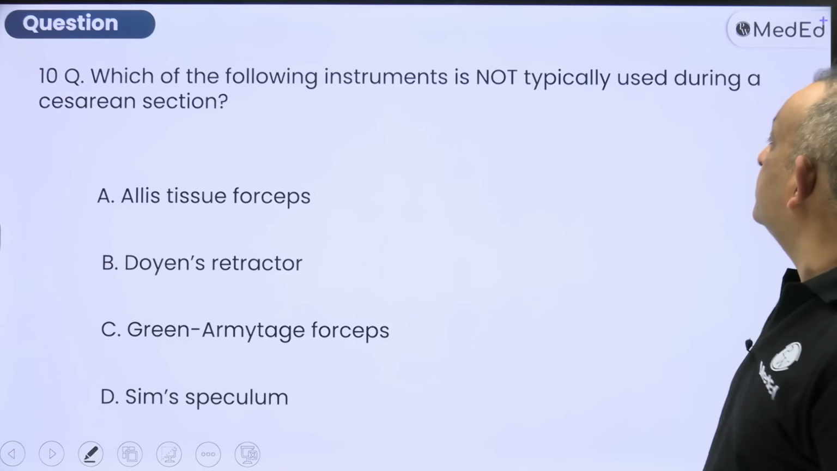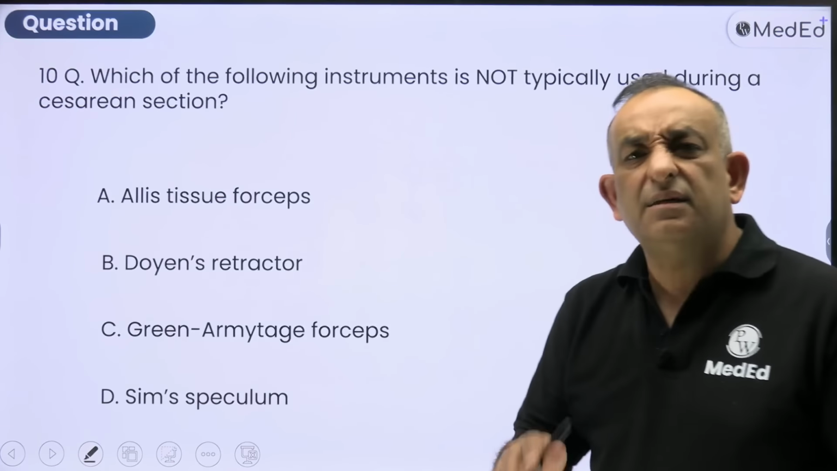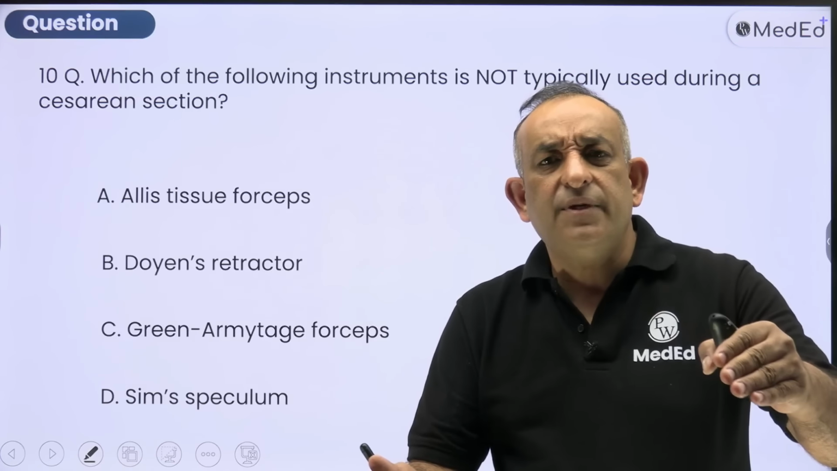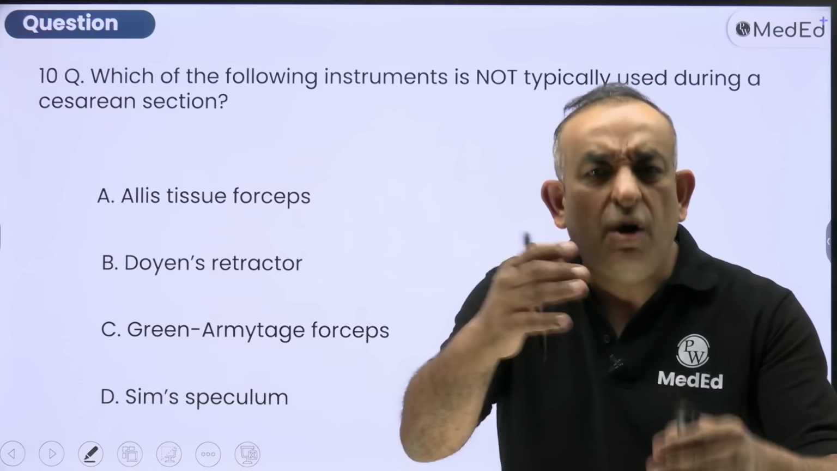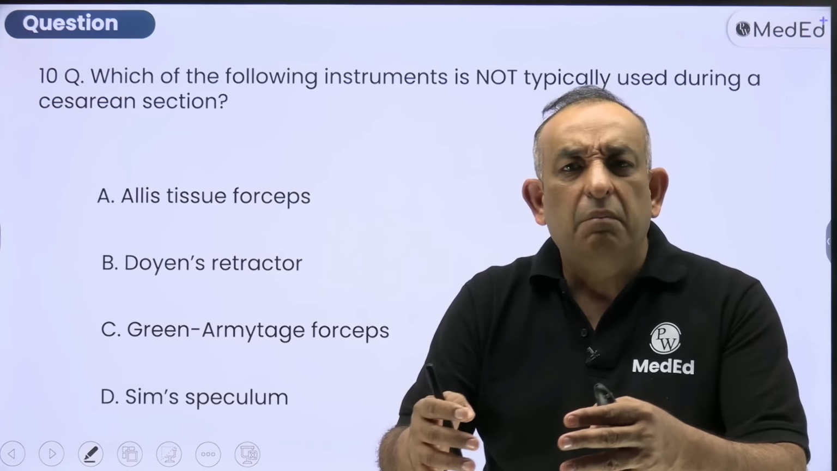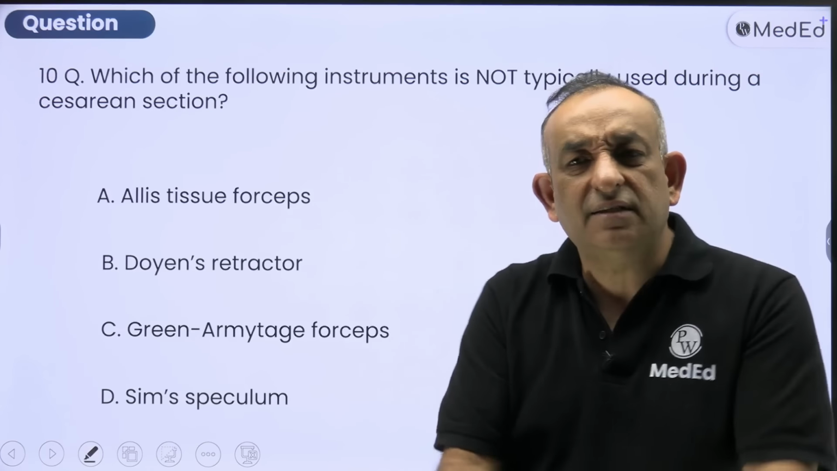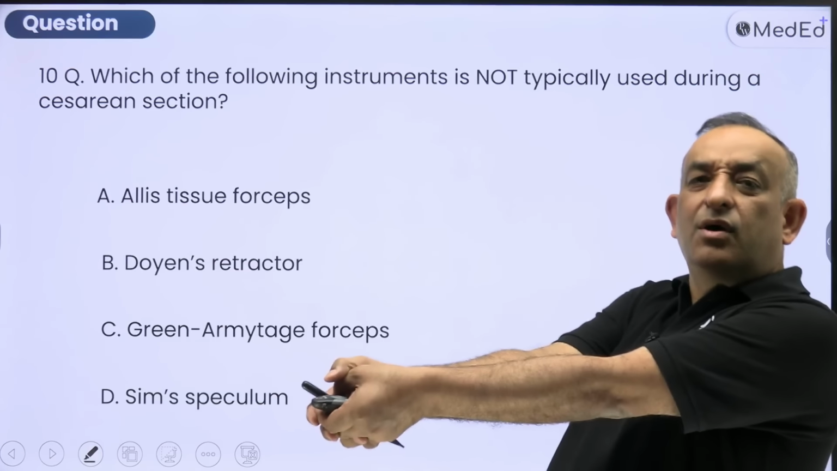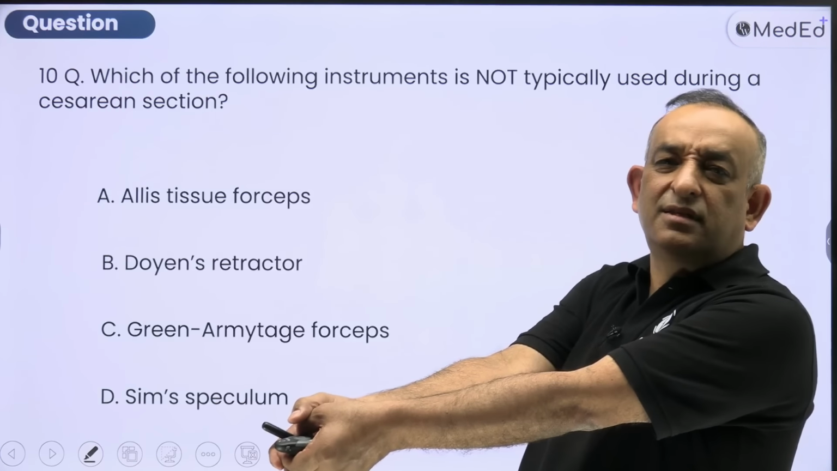Which of the following instrument is not typically used during a cesarean section? This also came, I think they gave you a list of 6-7 instruments, and you had to pick which ones are used and which is not used. You had to give a combination type of answer. Yes, but I'm sure you got it, because you interns, Doyne's retractor is your best friend, isn't it? You hold the Doyne's and you're retracting the bladder and you're hanging for dear life on the pubic symphysis, isn't it? After the first cesarean, you have no interest in the cesarean anymore.